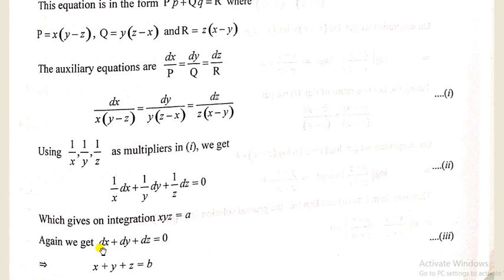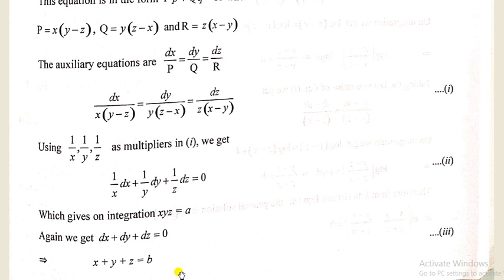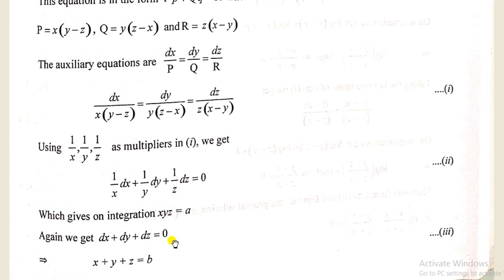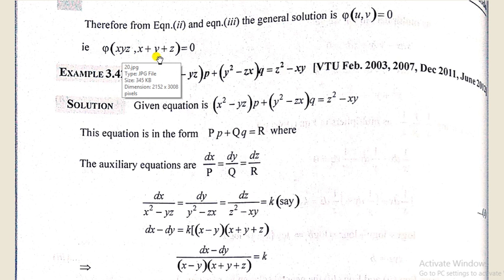Then integrate. The integration of dx is x, dy is y, dz is z, which is equal to b. So this is the first result, and this one is the second result. Use these two results in the Φ(u, v) form. So our Φ(u, v) = 0 becomes Φ(xyz, x + y + z) = 0.